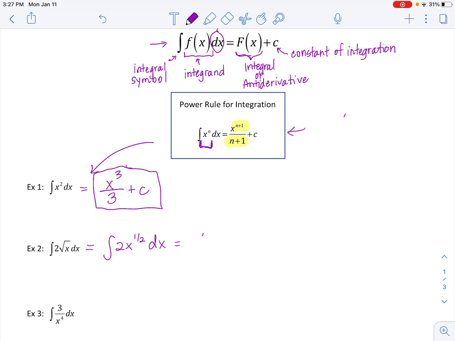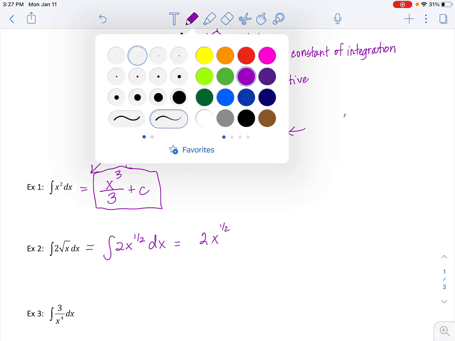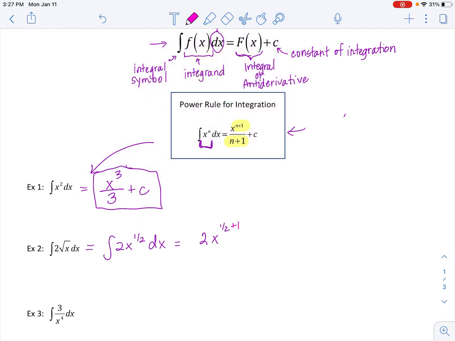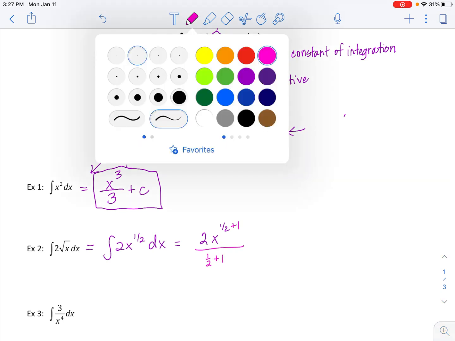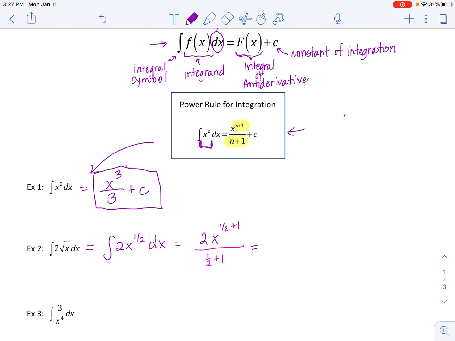Okay, so my work is going to look like this: 2x to the 1/2, and then if I apply the power rule, I have to add 1 here, and then I have to divide by 1/2 plus 1. You'll start doing that part in your head, but just for the first step, I want you to see how that looks. So now we calculate that. So that's 2x to the 3/2, right? If I have to add 1 to it, I do it with common denominators. And then 1/2 plus 1 is also 3/2.